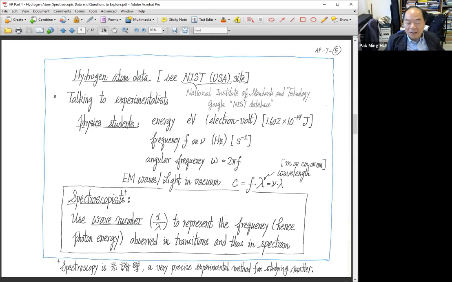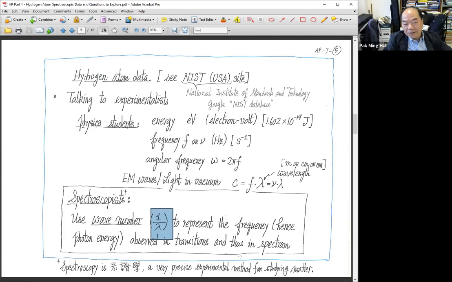measurements are done. Before we look at the numbers, I need to introduce the idea of wave number. Because if you talk to chemists, if you talk to spectroscopists, the scientists who do spectroscopy, they use 1 over lambda, or centimeter minus 1, as the unit. Okay? We ought to know how to communicate to real scientists doing experiments. So let me introduce this.